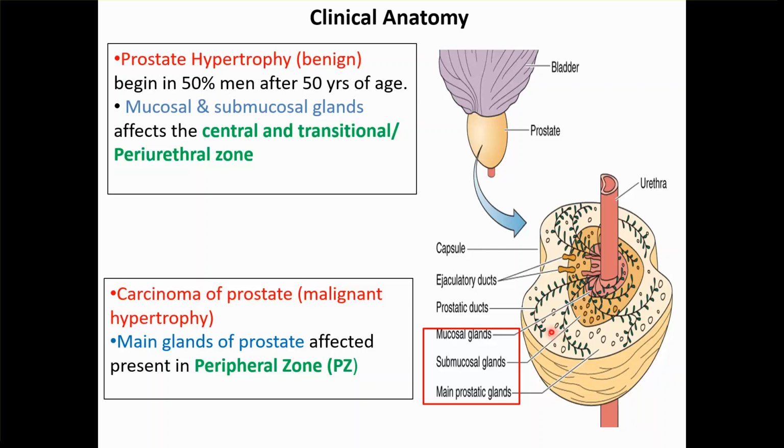There may be pain, maybe burning micturition. In the starting it is at the peripheral zone, and then slowly, if it comes towards the central zone or the periurethral zone, then it will start causing difficulty in micturition. So that is one of the differences in the symptoms of the carcinoma of the prostate when compared to the benign hypertrophy of the prostate.